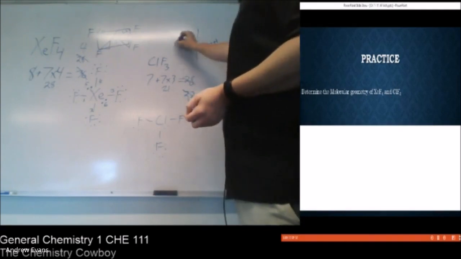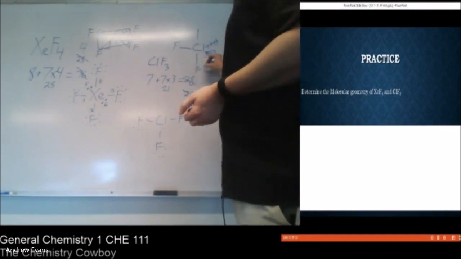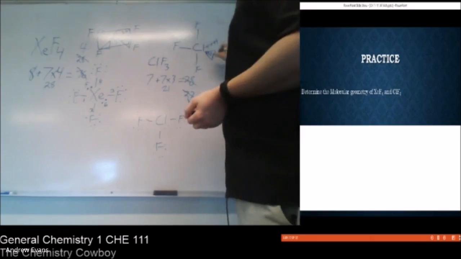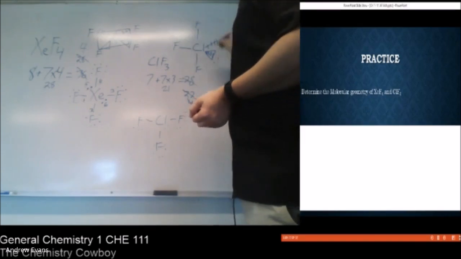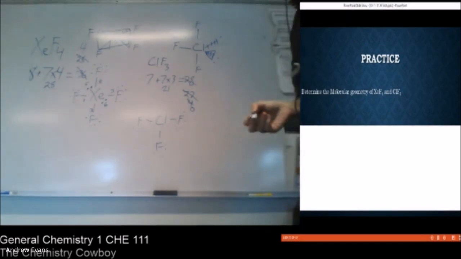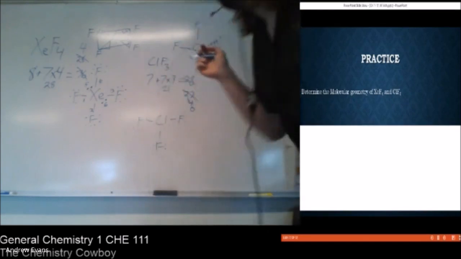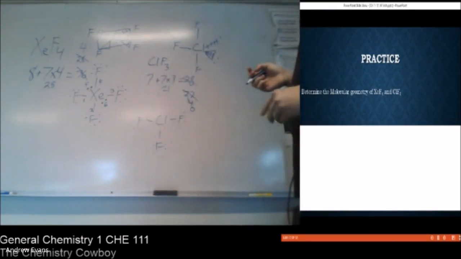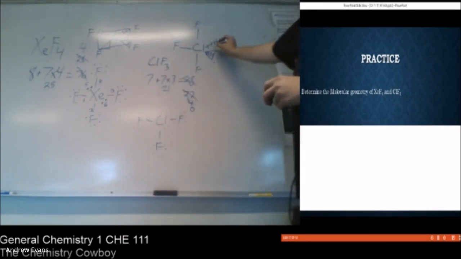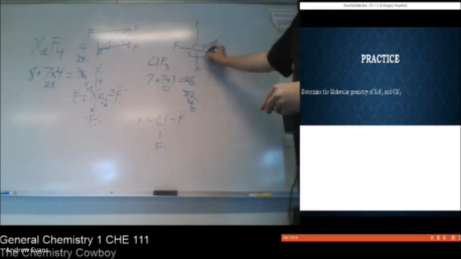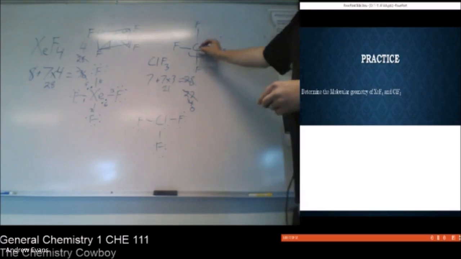So I'm going to put the lone pairs in a place where they're going to be farthest away from each other. So they're right there on the equator. These are going to be about 120 degrees apart. About 120 degrees apart. It's as far as it can get.